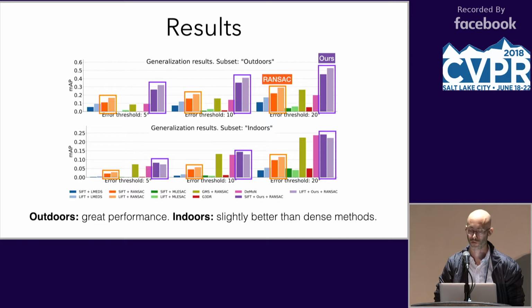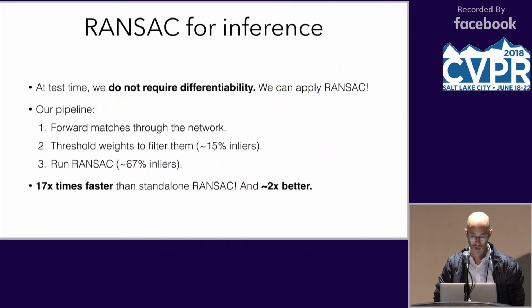One detail that we glossed over is that at test time, we do not require differentiability anymore. So we can actually apply RANSAC on top of our method. So why would we want to do that? You have to keep in mind that our method is single shot, so it can hardly be expected to be perfect. But it is very, very good at filtering out clear outliers.